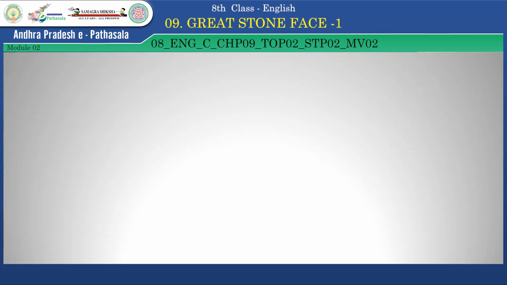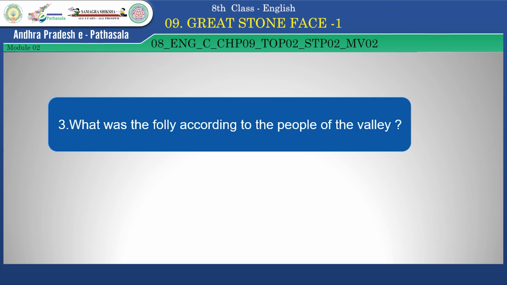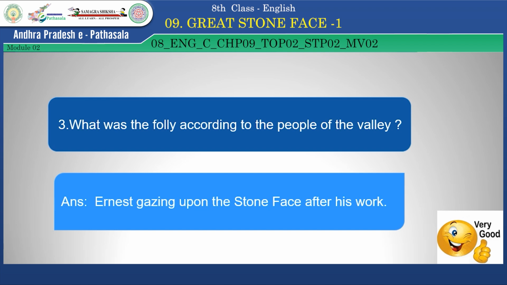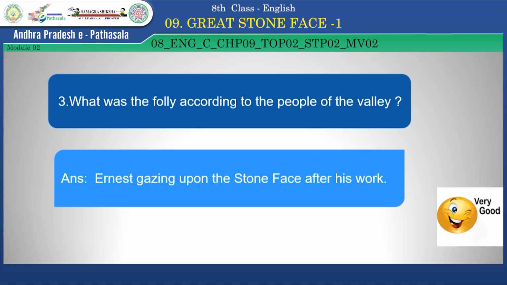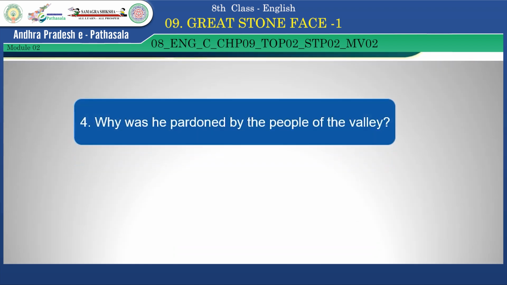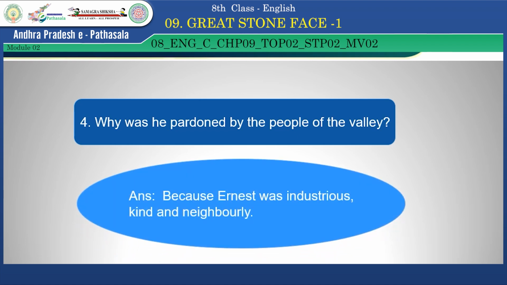Question number 3. What was the folly according to the people of the valley? Yes, you are right. The folly was Ernest gazing upon the stone face after his work. Now, let us go for the next one. Question number 4. Why was he pardoned by the people of the valley? Answer. Because Ernest was industrious, kind, and neighborly. Dear children, now let us see the next one.